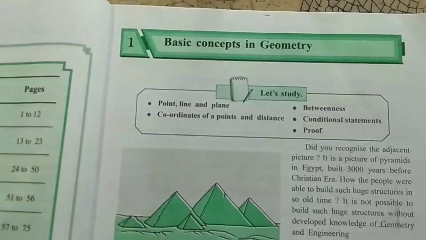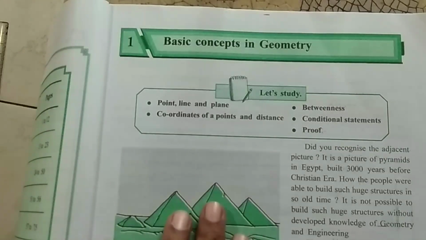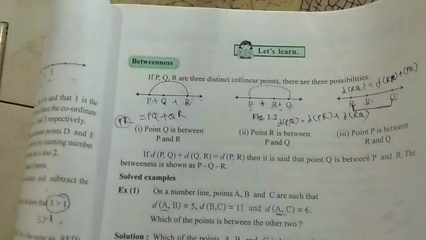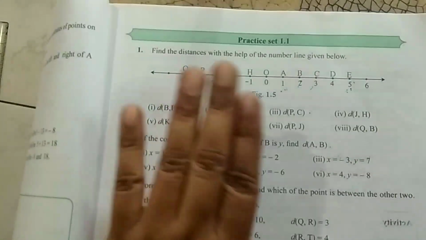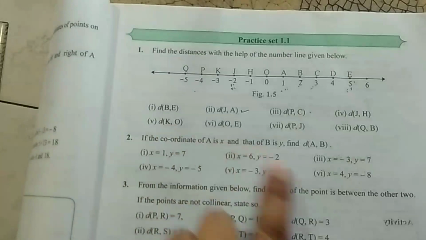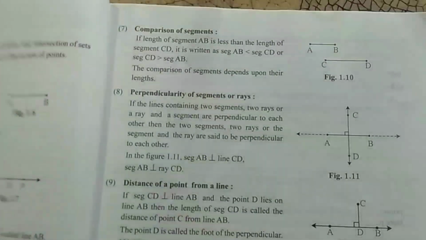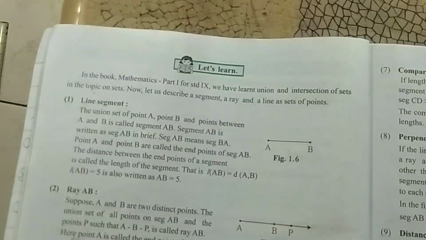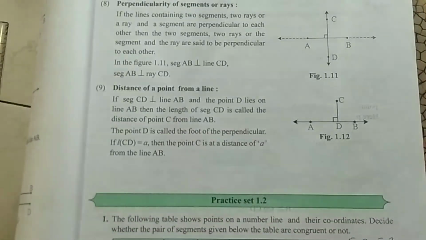We know that this is the first chapter of geometry, maths paper 2, that is basic concepts in geometry. We already learned and solved the problem examples of practice set 1.1. Now today we are going to start the next topic, and we have to solve practice set 1.2.